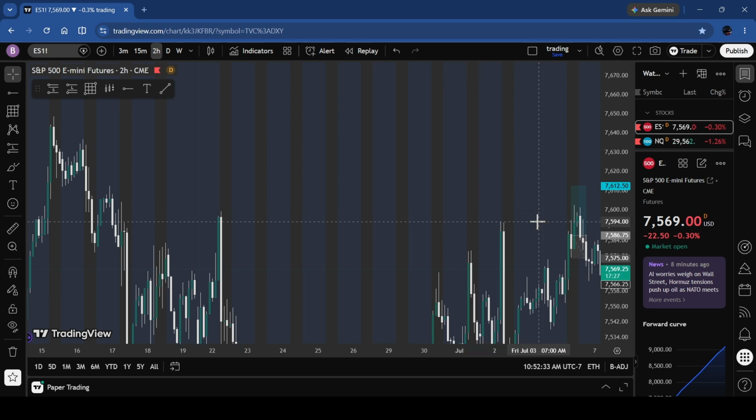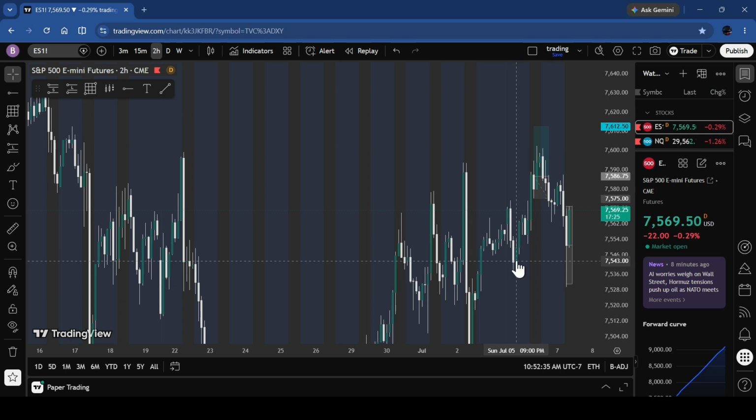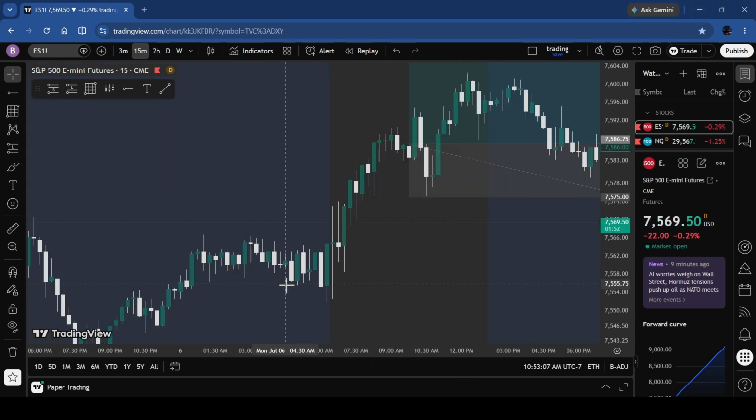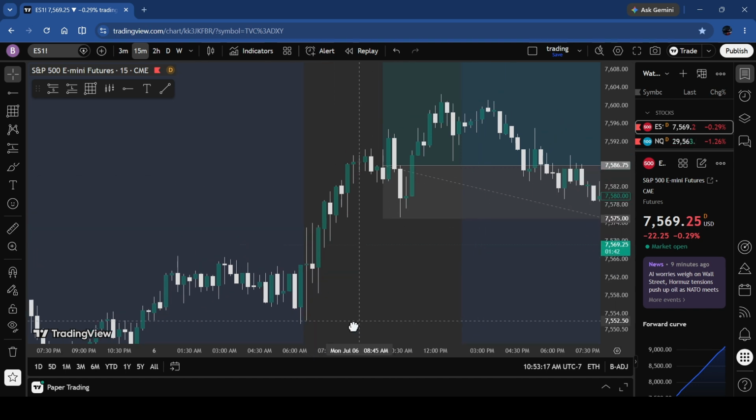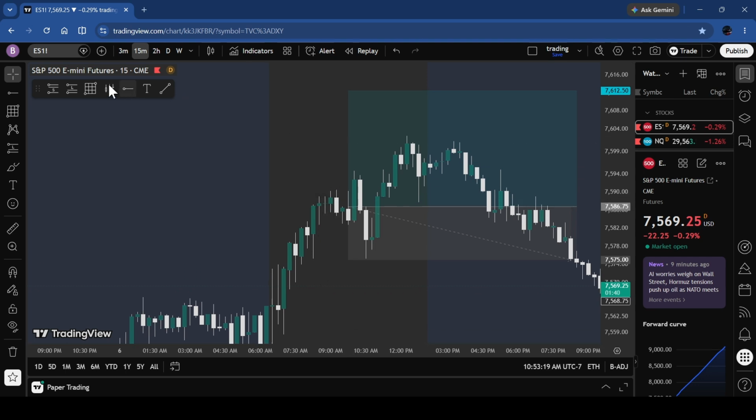So the sweep was around right here, and the market opened right here, and we swept all this low time frame liquidity. Then we broke structure on the 50-minute, and I waited for a retracement to equilibrium, and I marked this out right here.